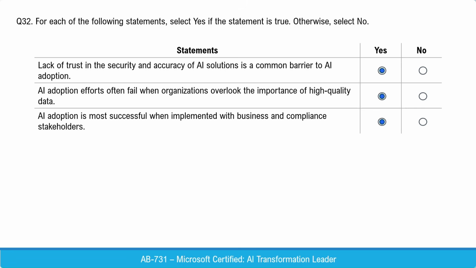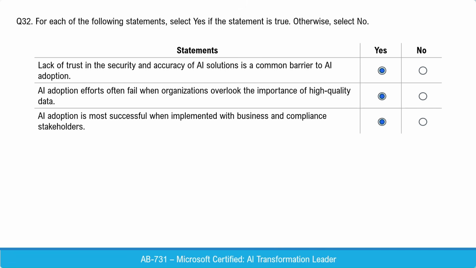Statement two says AI adoption efforts often fail when organizations overlook the importance of high quality data. This is also correct. See, AI models are only as good as the data they are trained on. If the data is incomplete, outdated, or biased, the outputs will be unreliable. This often leads to failed AI projects and wasted effort. So, second statement is also true.